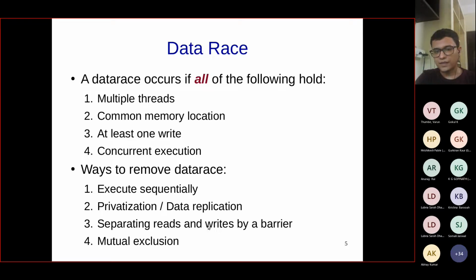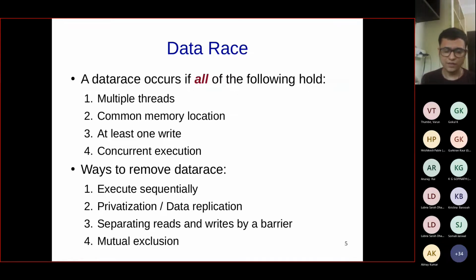The third way is to separate read and write by a barrier. This is for the third necessary condition, that at least one write should be there. So we can separate read and write by the barrier. We can do all the reads first. Reads can be done in parallel, right? Reads won't cause a data race, because let us say 100 threads are reading the content simultaneously. There is no race there.